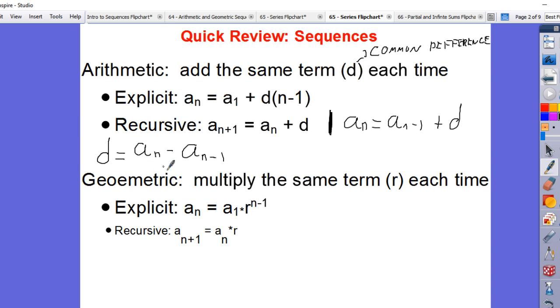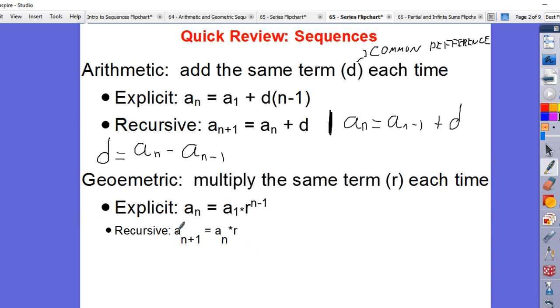Now, geometric sequences: you're not adding a term, though you can add a negative number to subtract. You're not adding a term to find the next term. You are multiplying by a term R to find the next term. You can also divide by multiplying by a fraction, so essentially you're multiplying by the term R each time. The explicit form is AN equals A1 times R to the N minus 1. Each term is the first term times your common ratio to the term number minus 1 power.